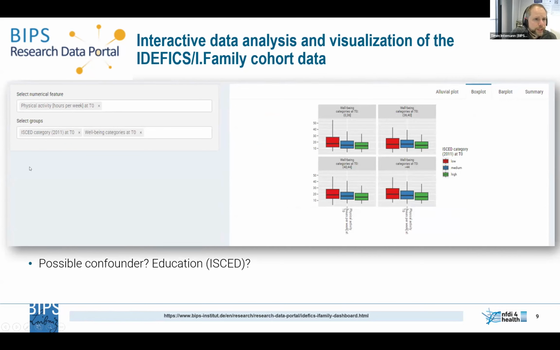In the third step, you can go even deeper and check box plots. Here in this case for the groups of education levels and well-being categories, again for physical activity level. And what you see here, for example, for the well-being categories at baseline, which is the lowest baseline category, is that there is a difference in physical activity for the different education levels. So you maybe think, okay, I should include education as a confounder in my analysis.